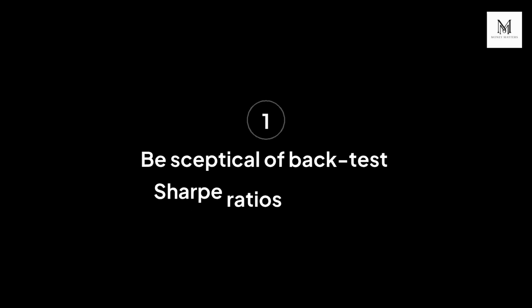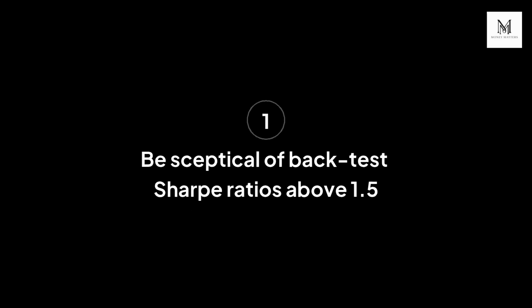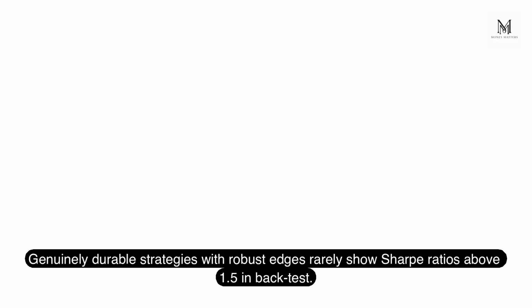Rule 1. Be deeply skeptical of backtest Sharpe ratios above 1.5. Genuinely durable strategies with robust edges rarely show Sharpe ratios above 1.5 in backtest. Anything significantly higher is almost certainly the result of overfitting.